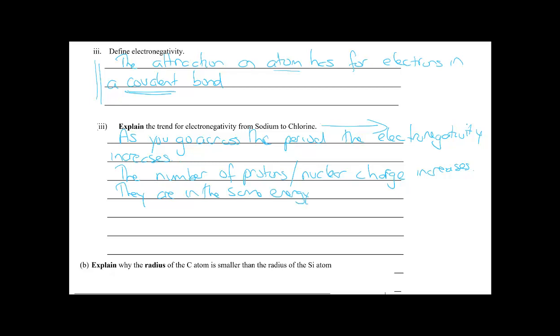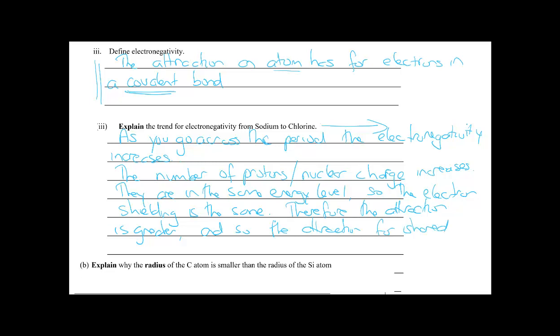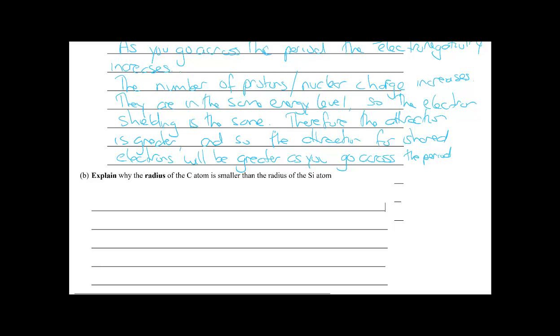and that also means that the electron shielding is going to be the same. And this is all leading to you making a statement about the attraction. Therefore, the attraction is greater. And so the attraction for shared electrons will be greater as you go across. Okay, as you go across the period, it's going to be greater.